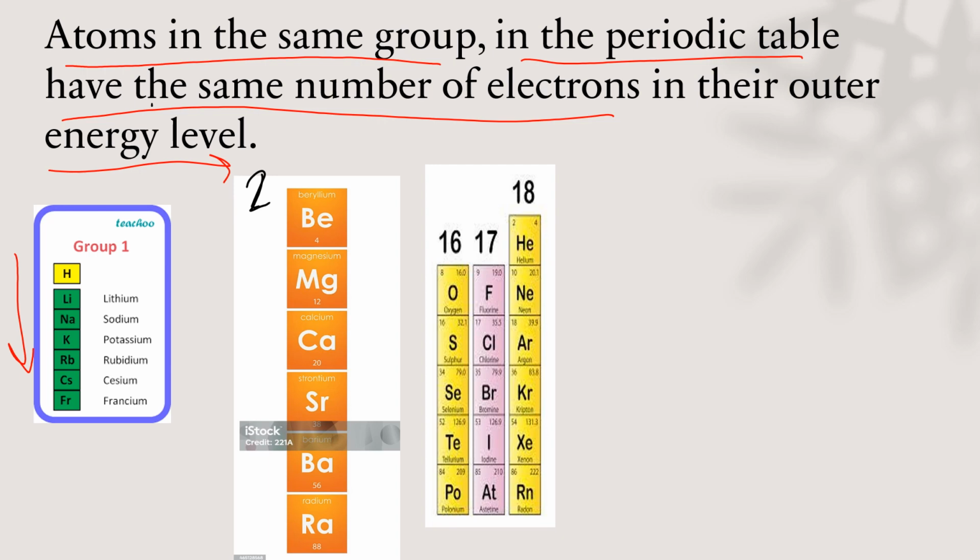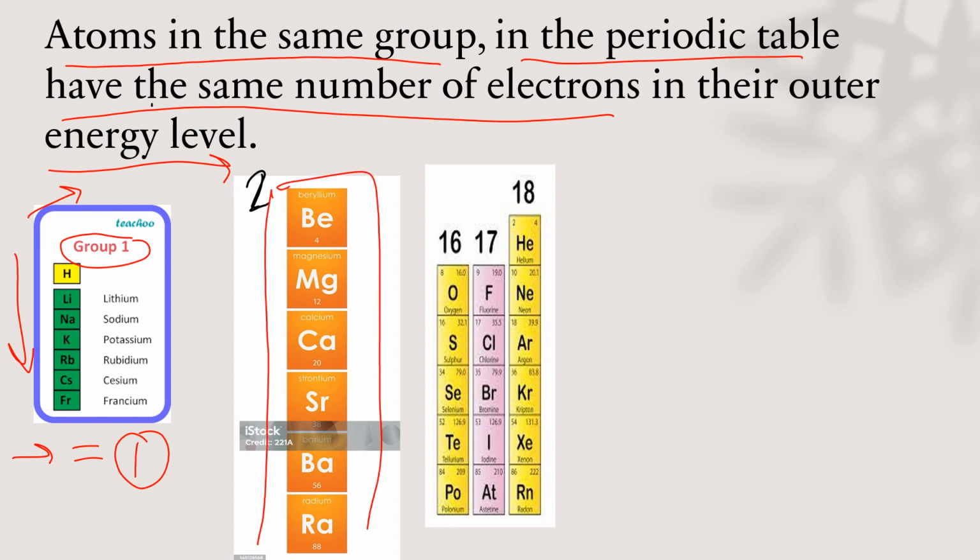For example, this is group number 1, which contains hydrogen, lithium, sodium, potassium, rubidium, cesium and francium. They all have valence electrons equal to 1. This is group number 2, where the valence electrons in all the elements are equal to 2. Beryllium, magnesium, they all have 2 electrons in their outermost energy shell or energy level.